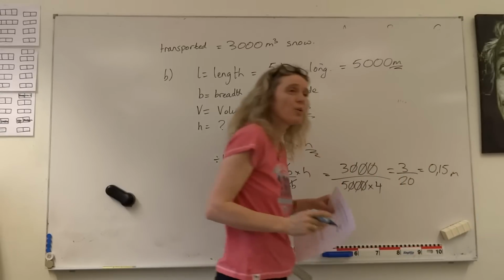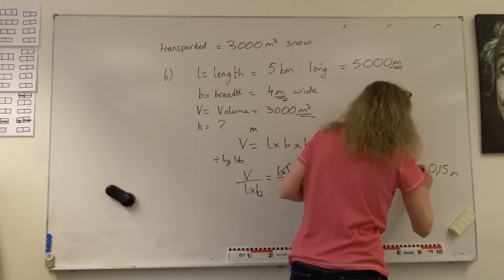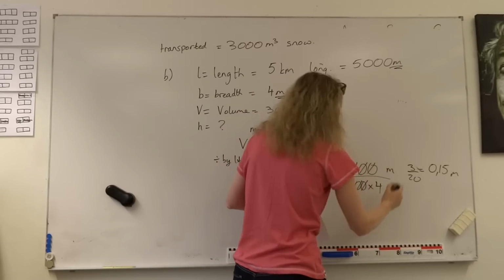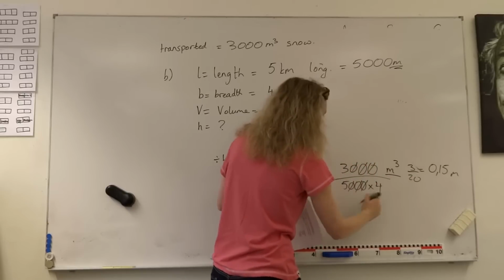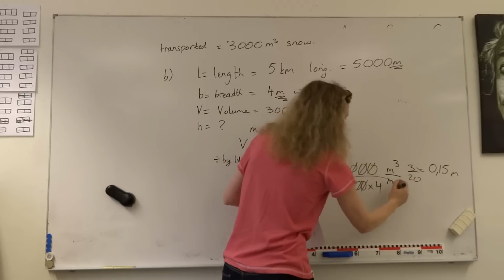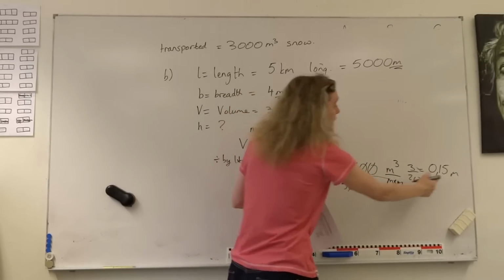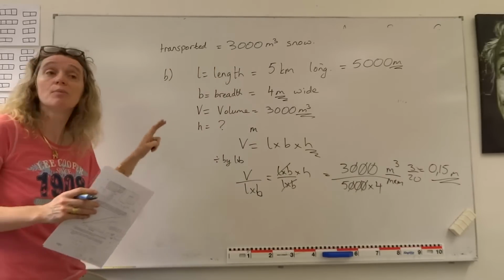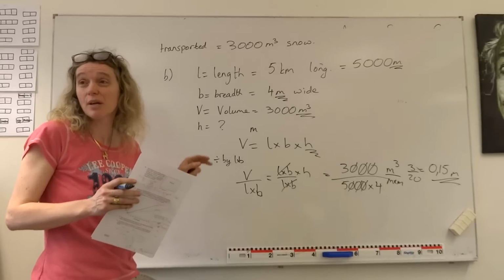Let's just do a quick check that we've not made a silly mistake anywhere. Let's put our units in here. 3,000 is in meters cubed, and our length is in meters, and our breadth is in meters. So meters cubed divided by meters squared will give us the answer in meters. So putting the units in helps make you realize where you could have made a silly mistake. So it's very important to do.